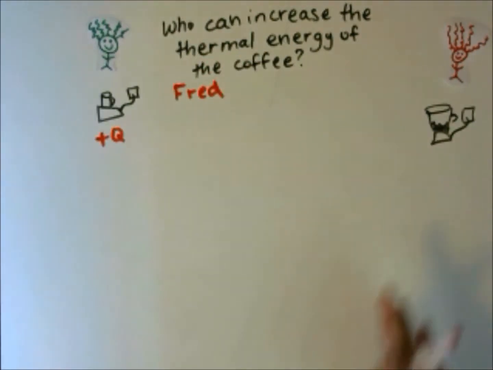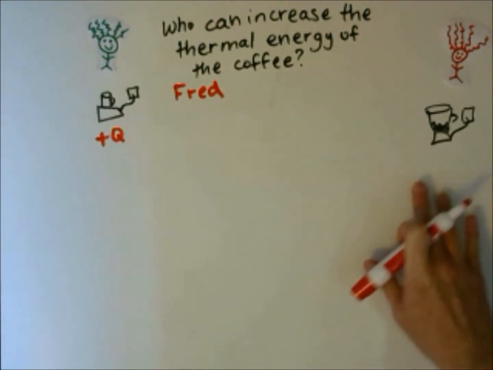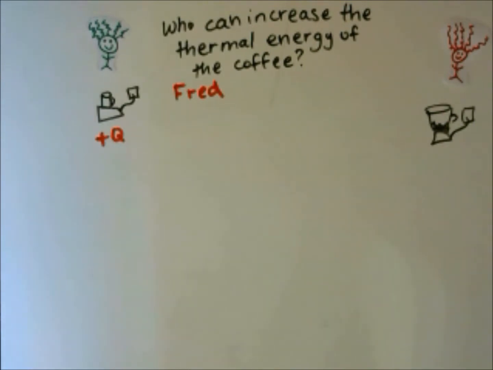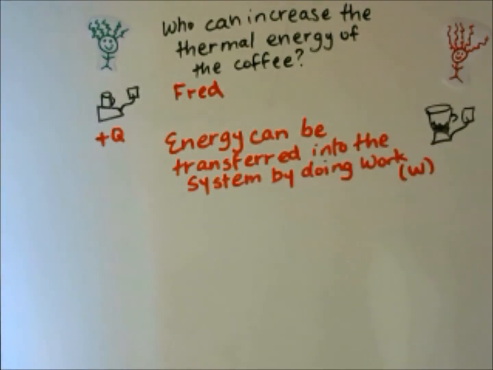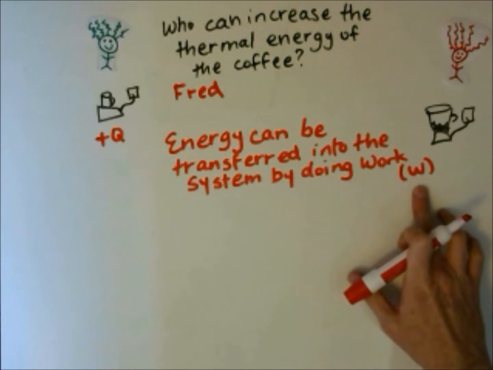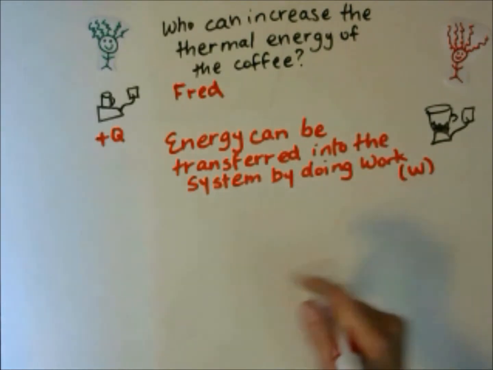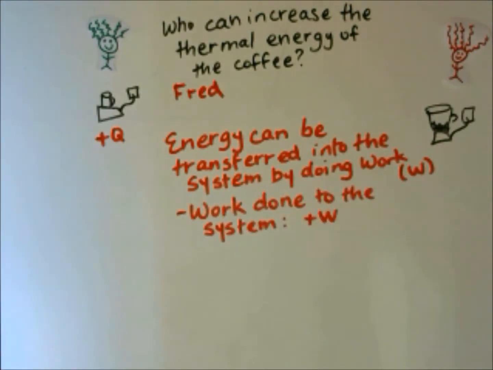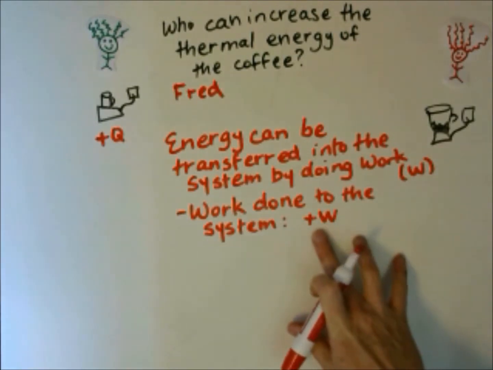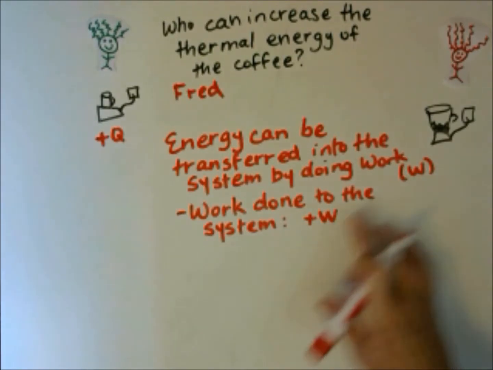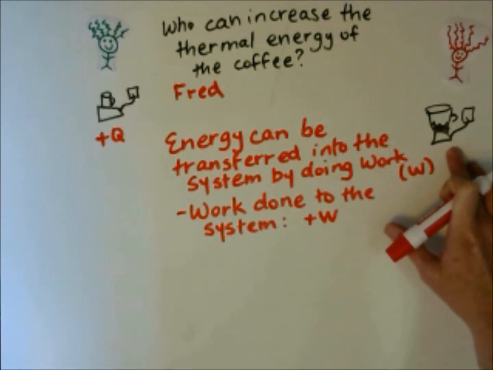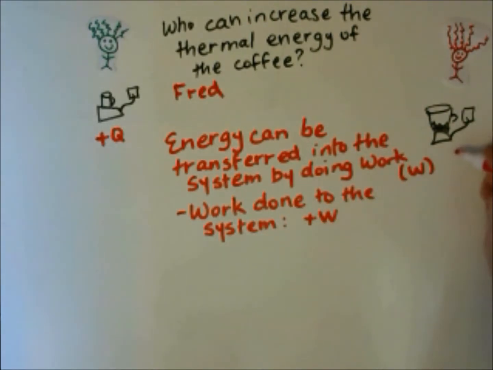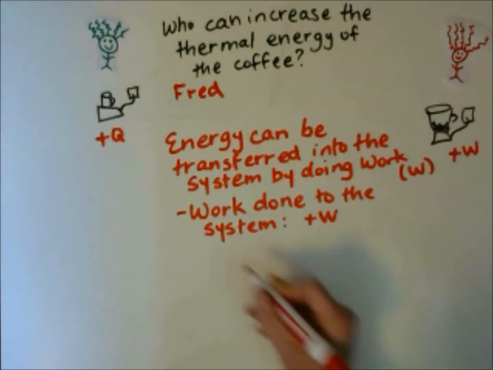Francine is not applying heat. She is doing work on the system. Energy can be transferred into a system by doing work, and we abbreviate work with W. If work is done to the system, it is a positive W. That would be like the blender doing work to the coffee. So that is going to be an example of a positive W.